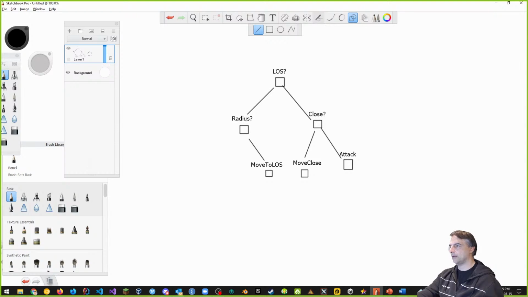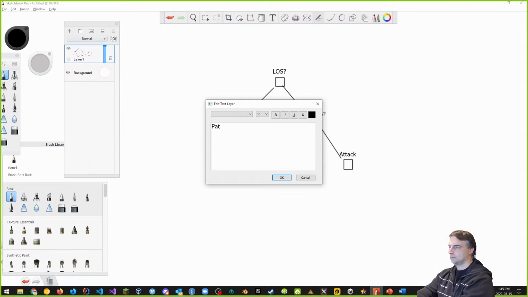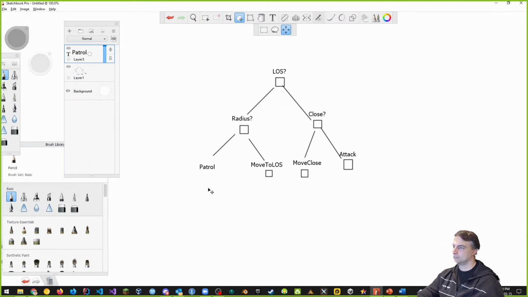Okay, no, I'm not line of sight. Do I have radius? Yes, move to line of sight. Sorry, this should actually be over here. If I'm in radius, yes, move to line of sight. If I don't have radius, what am I going to do? Patrol. Which is an action we didn't talk about, because we start you off in patrol action, right? So this could be a decision tree. Would you agree?